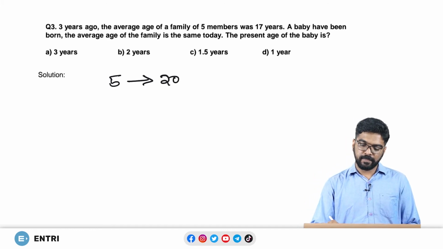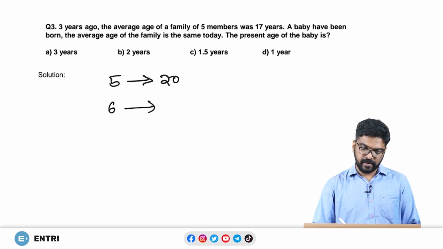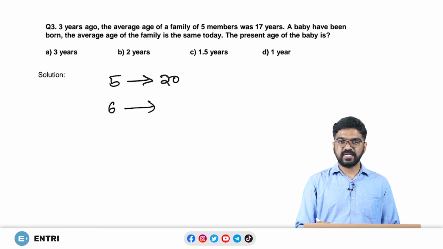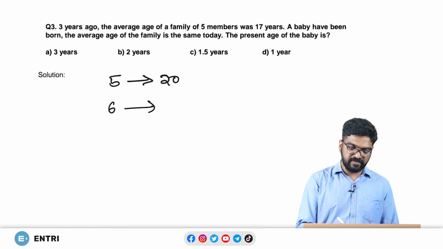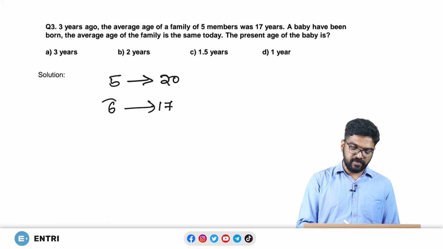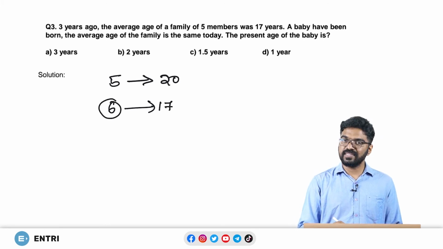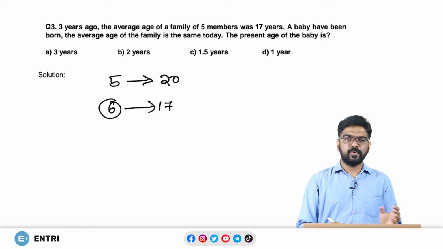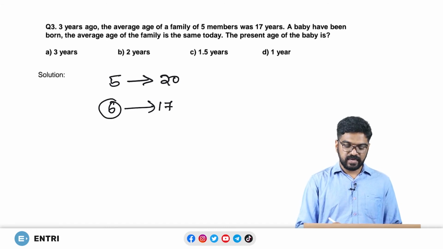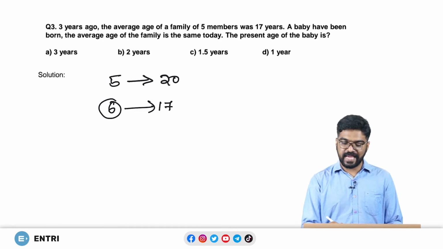Right? Now what happened? A baby has been born. So now there are 6 people. The average age of the family is the same today. That means it is the same as before. What was the previous value? That is 17. So obviously when the baby was born, there is a decrease in the average age because the baby was lesser in age than the previous average. Now we are asked to find the present age of the baby.